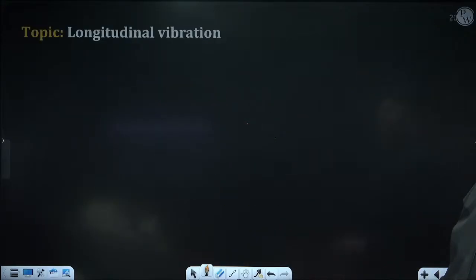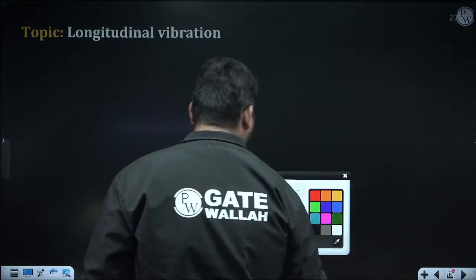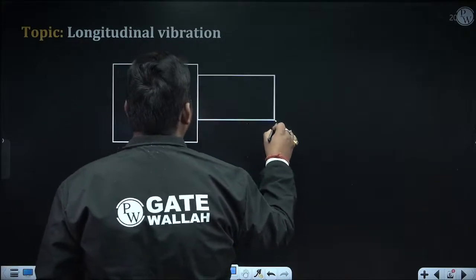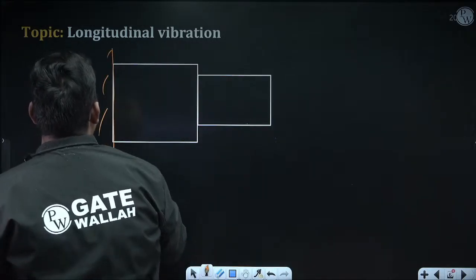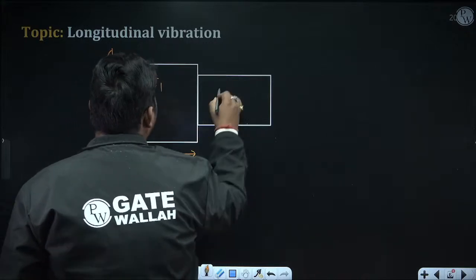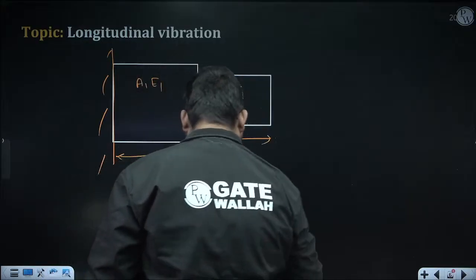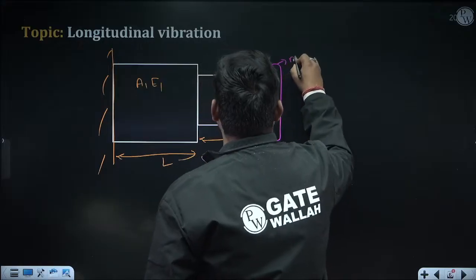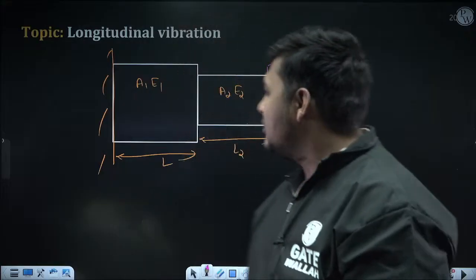How? Now I am drawing some more diagrams. Suppose this question is coming. Suppose the axial rigidity of this portion is A1 E1, length is L1. This portion is A2 E2, length is L2. And here a rotor is attached. The mass of the rotor is M, and our objective is to calculate the natural frequency of longitudinal vibration for this diagram. So simply draw the equivalent diagram.